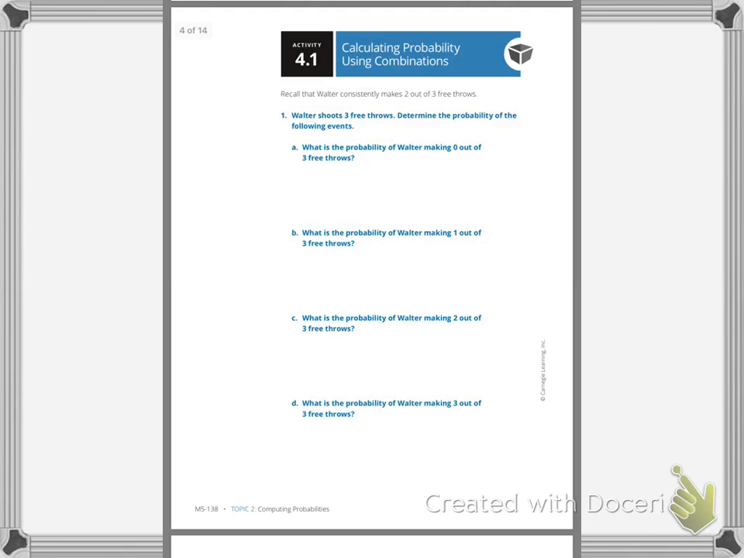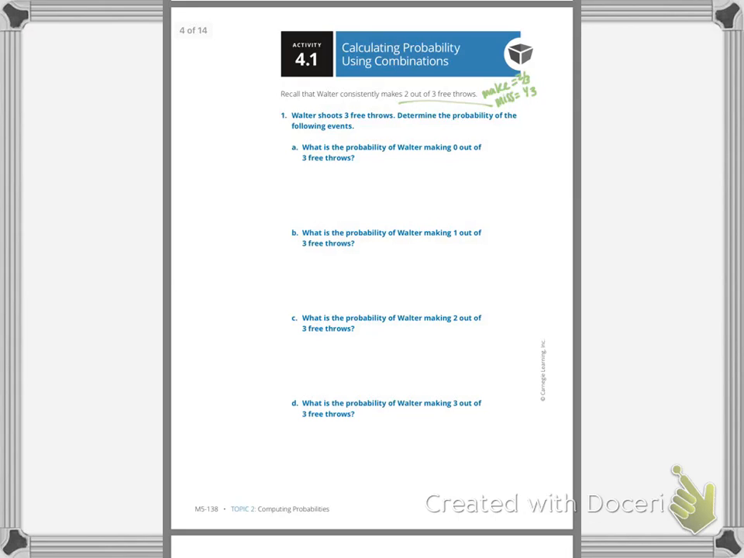It says, recall that Walter consistently makes 2 out of 3 free throws. So in the first statement, it gives you a probability. So he makes is 2/3. So missing, to make that a whole number, would be 1/3, because 2 plus 1 then gets me 3/3.